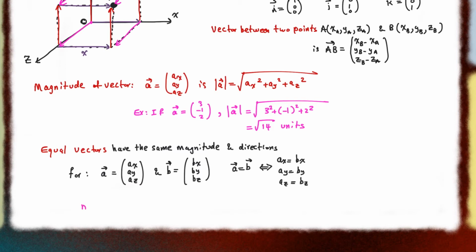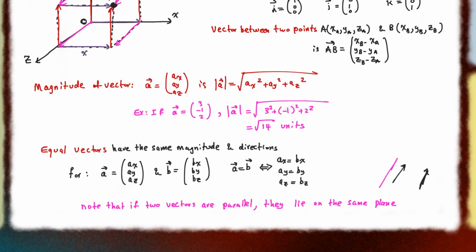Now, if you have 2 vectors that have the same magnitude and the same direction, they have to lie on the same plane. So they could either be on top of each other, being coincident, or they could be apart, but they will always lie on the same plane.